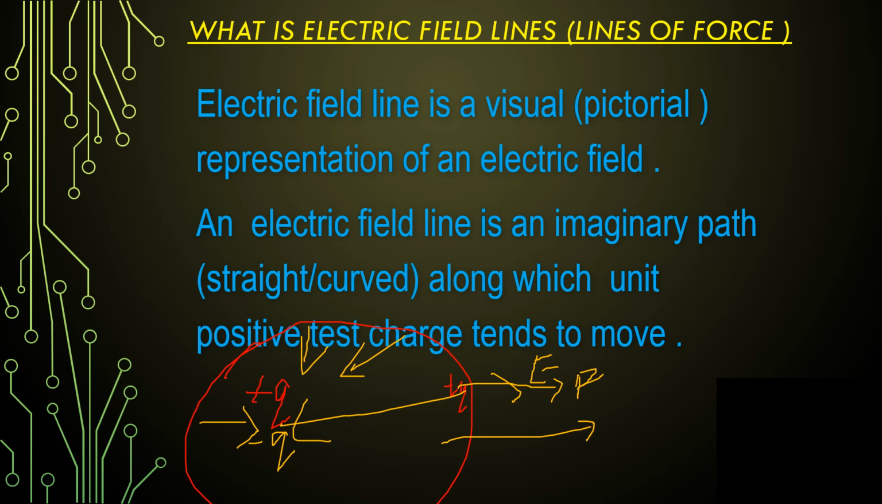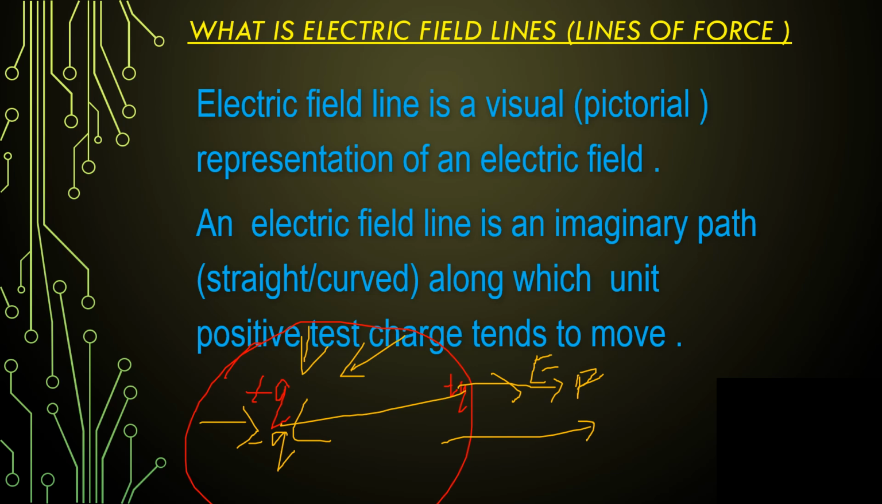Is this clear? If the source charge is single and you place a positive test charge, the line of force is away from the positive charge. If the charge is negative, then the lines of force or field lines are towards it. So the path may be straight if the source is single, or curved if there are two or more charges. Is it clear, students? Now let us move on.